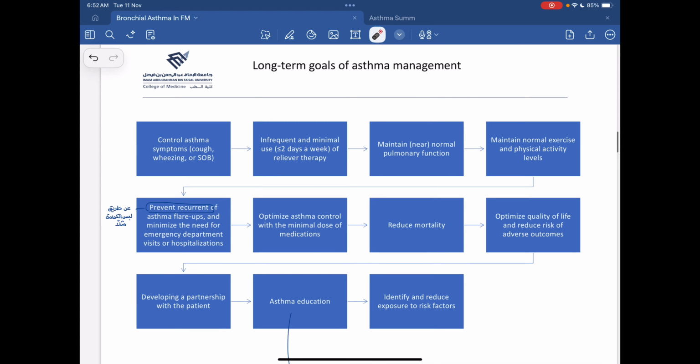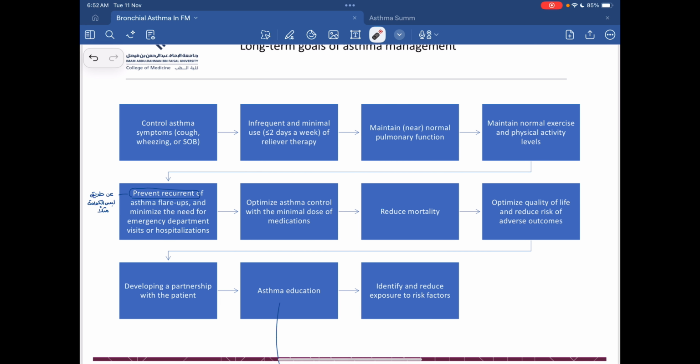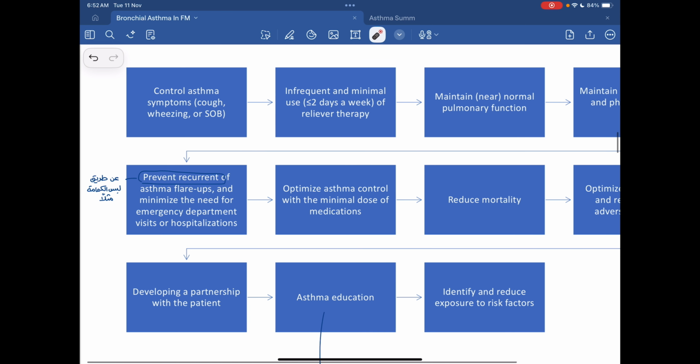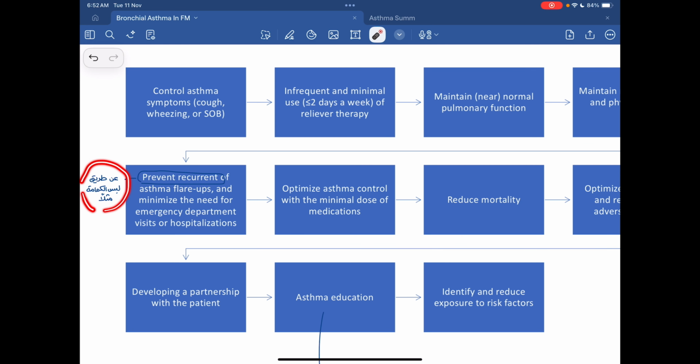طيب our long-term goals في زي flowchart هنا. We want to control the symptoms. We want to use reliever therapy as minimal as possible. We want to use them less than 2 days a week or less than that. Maintain a near normal pulmonary function. Maintain normal exercise and physical activity levels. Prevent recurrence of symptoms like asthma flare-ups. Minimize the need for ER visits or hospitalizations. هذا شيء بسيط، ممكن يكون بس عن طريق نقول المريض إنه يلبس كمامة لو يعني في allergens.